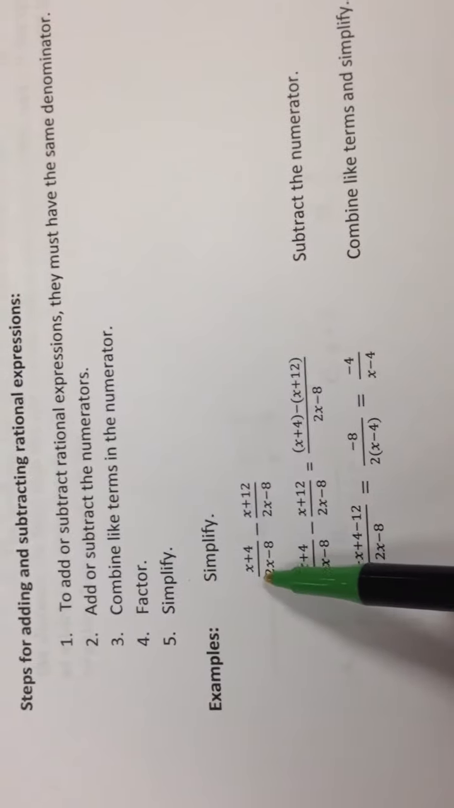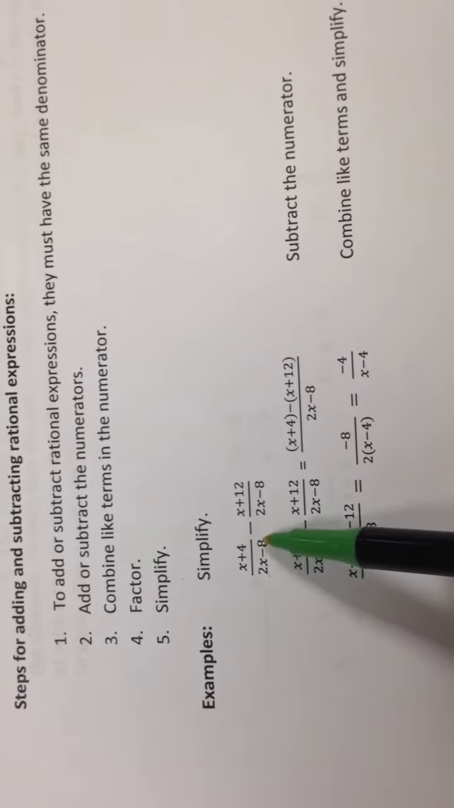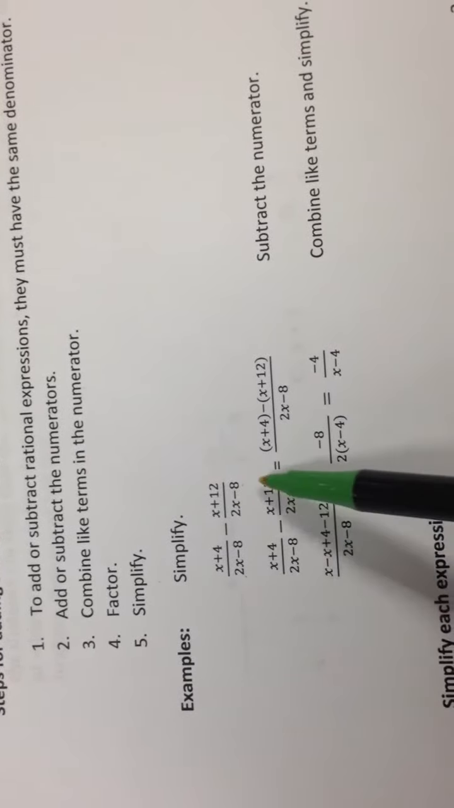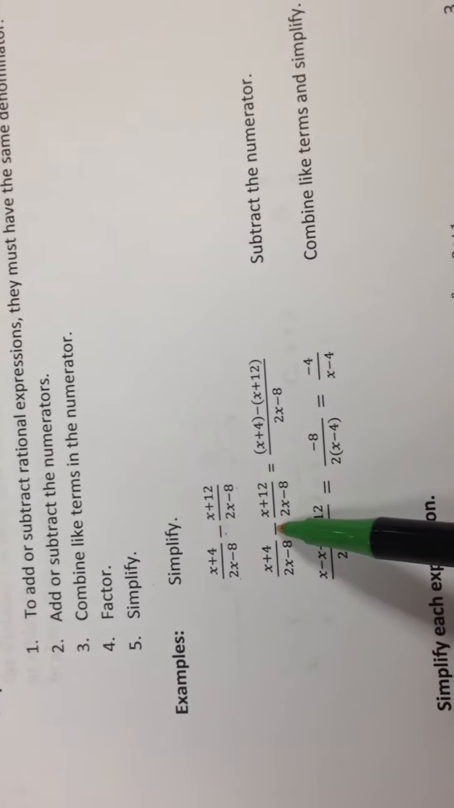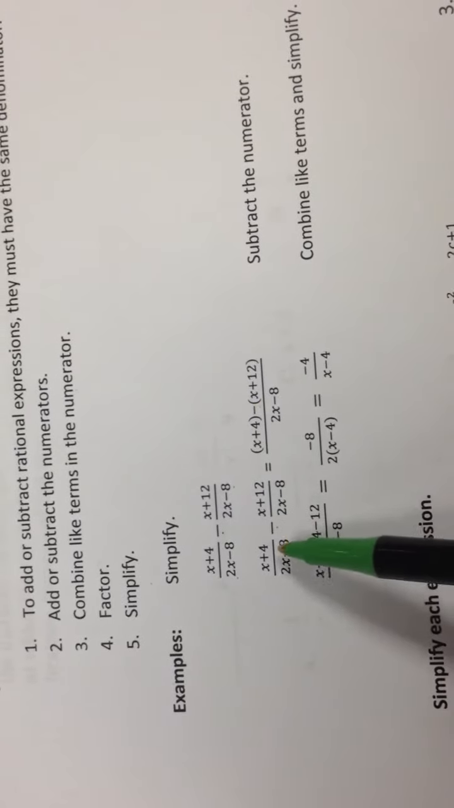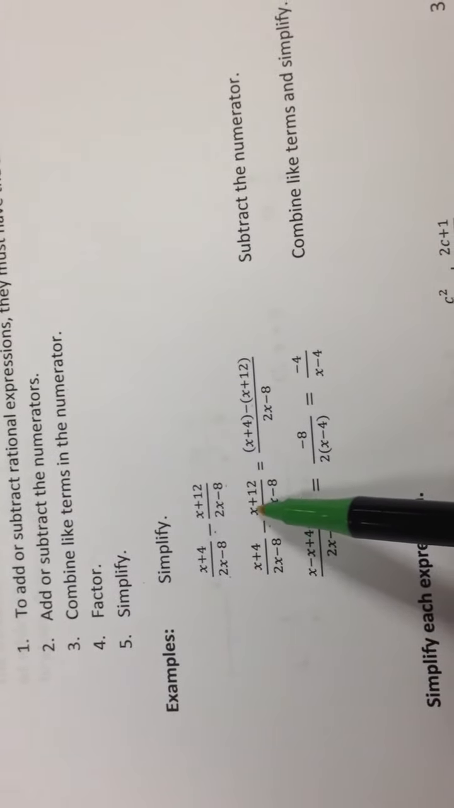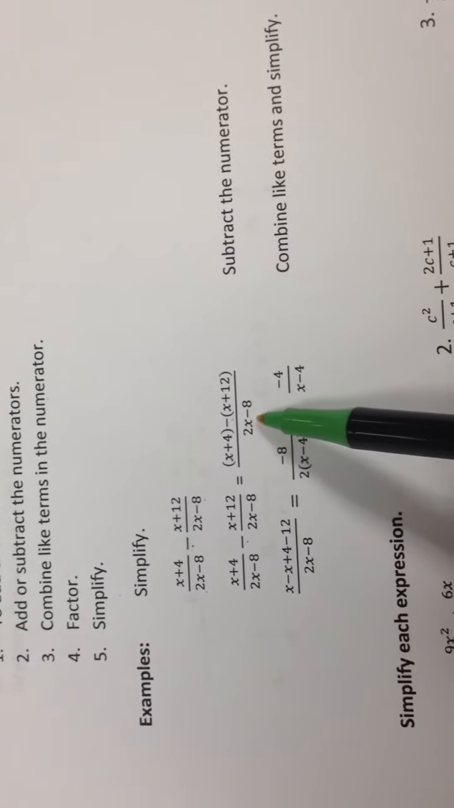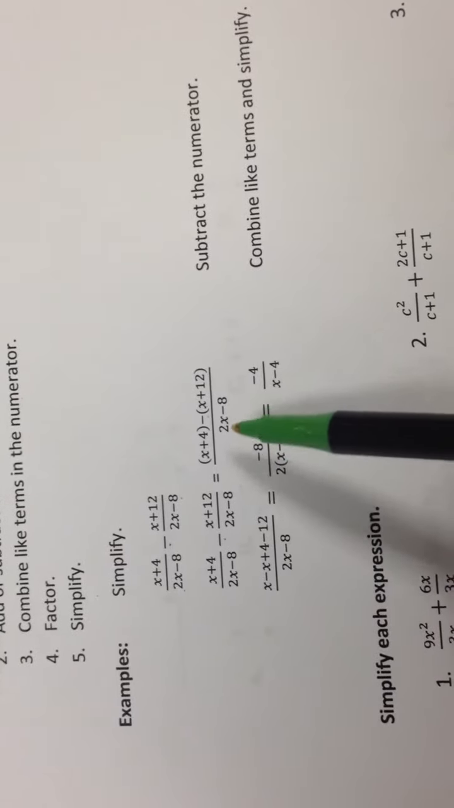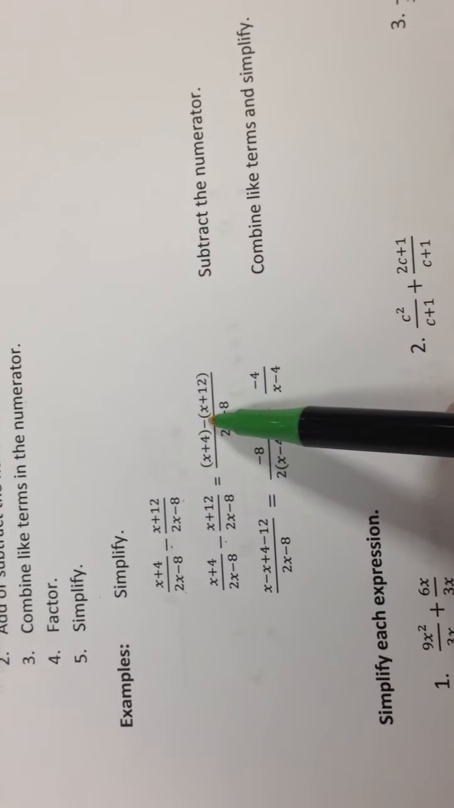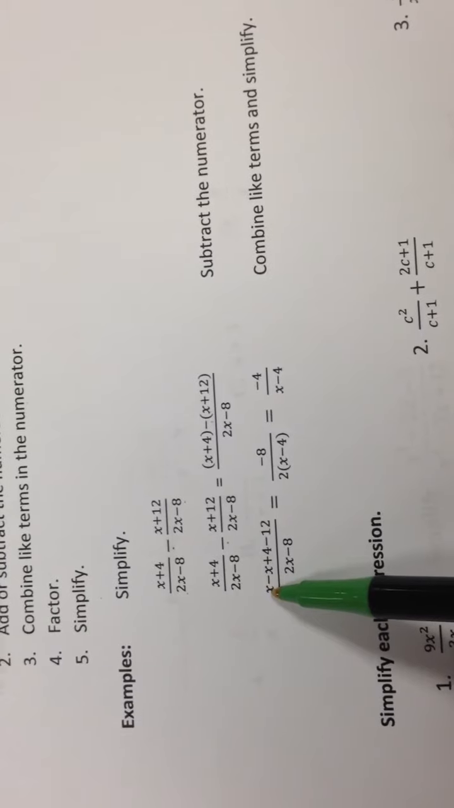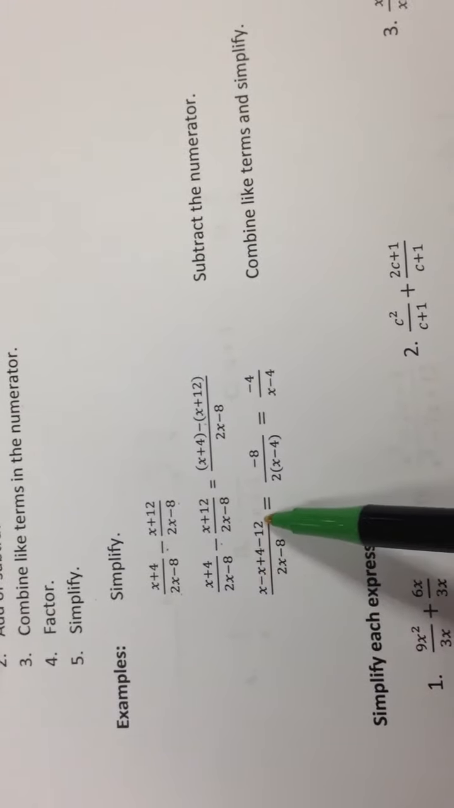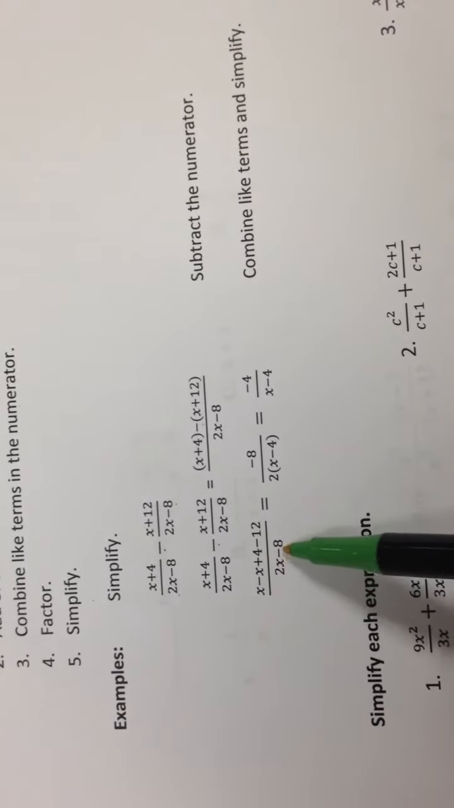Here's our first example. We have x plus 4 over 2x minus 8 minus x plus 12 over 2x minus 8. Remember, we're subtracting here, so watch for the distributive property. So we have x plus 4 minus the quantity of x plus 12, and that's all over 2x minus 8. Now we're going to distribute that negative right there. That gives us x minus x plus 4 minus 12, and that's over 2x minus 8.